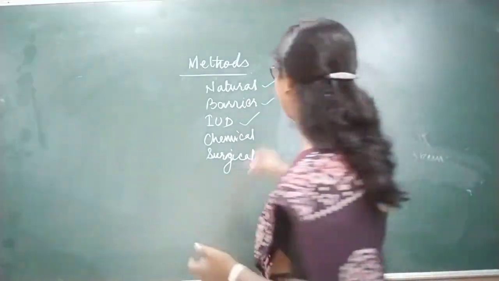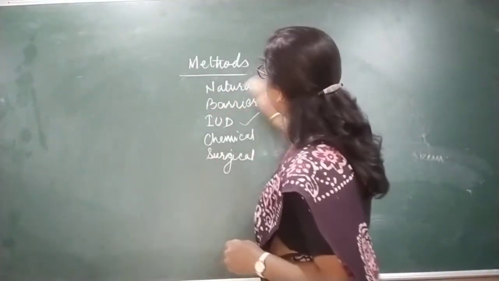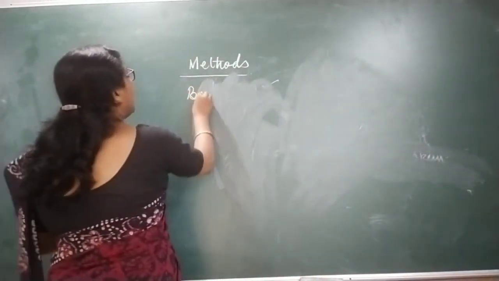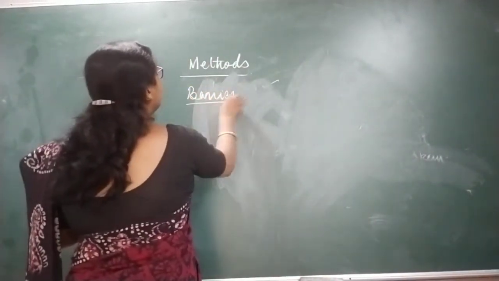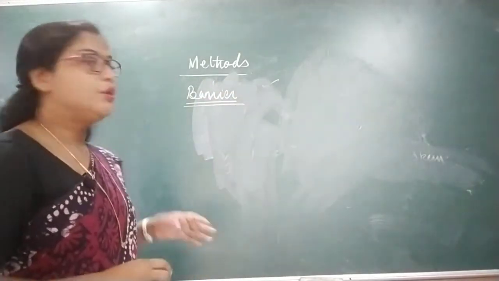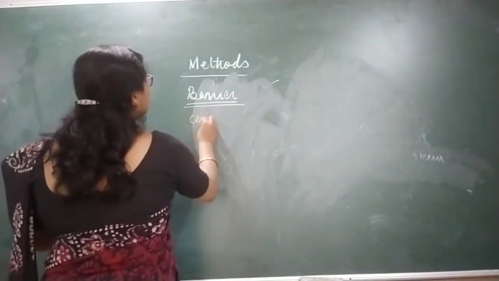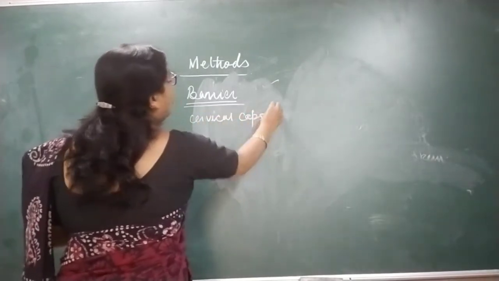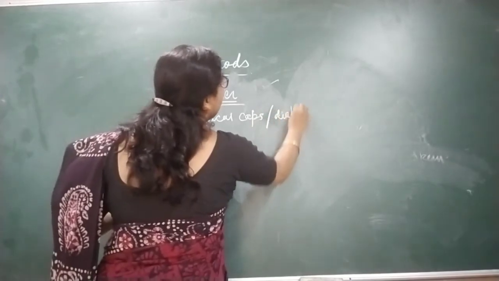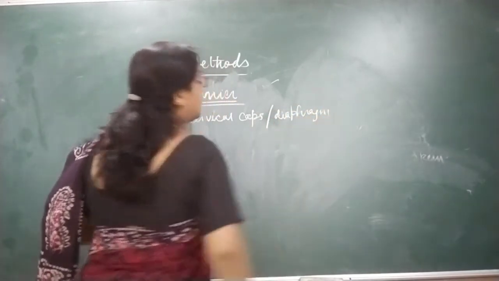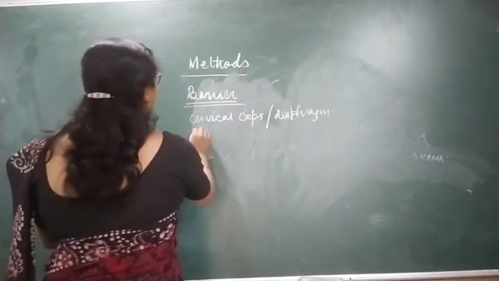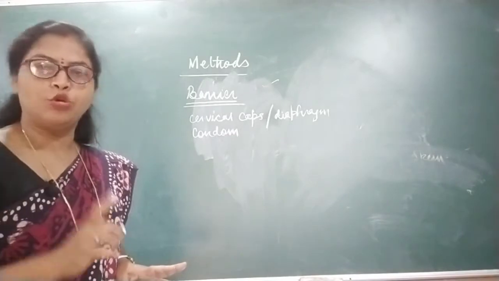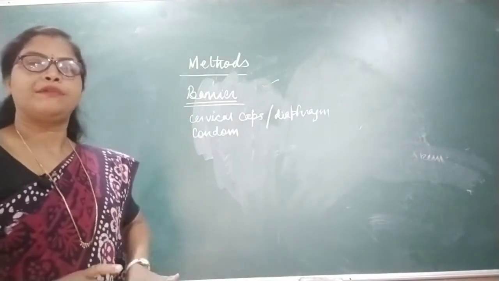Now let us go for the barrier method. What is the second one? The second one is the barrier method. What are barrier methods? Barrier methods are the using of cervical caps, or you can say diaphragm, by the female at the time of copulation, and the using of condom by the male at the time of copulation, which prevents pregnancy.